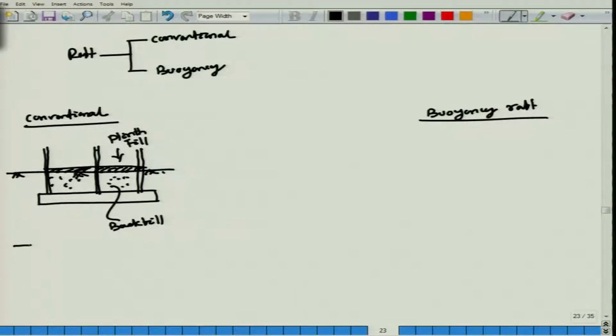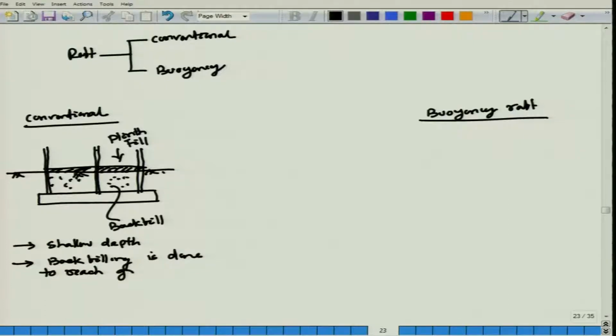In conventional raft, it is provided at shallow depth, and backfilling is done. Backfilling is done to reach ground surface. Then plinth filling is also done, so that you can start the floors.